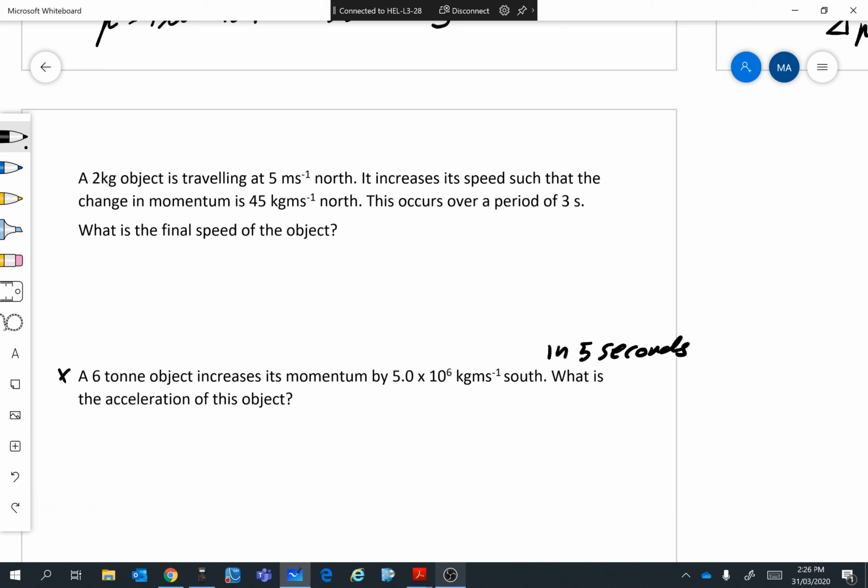So go ahead now and practice some questions on momentum.